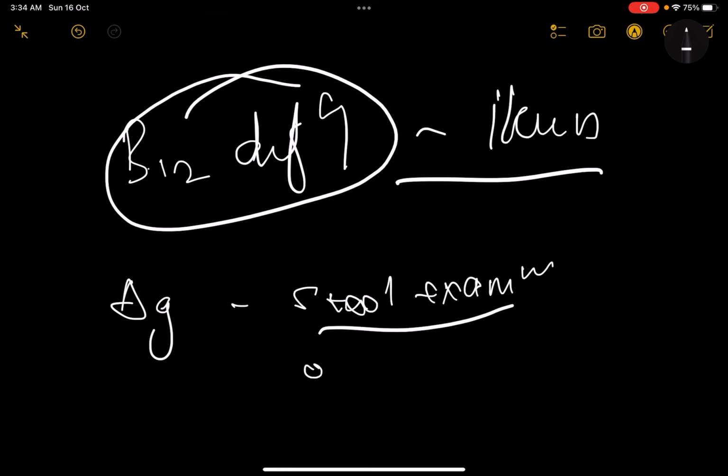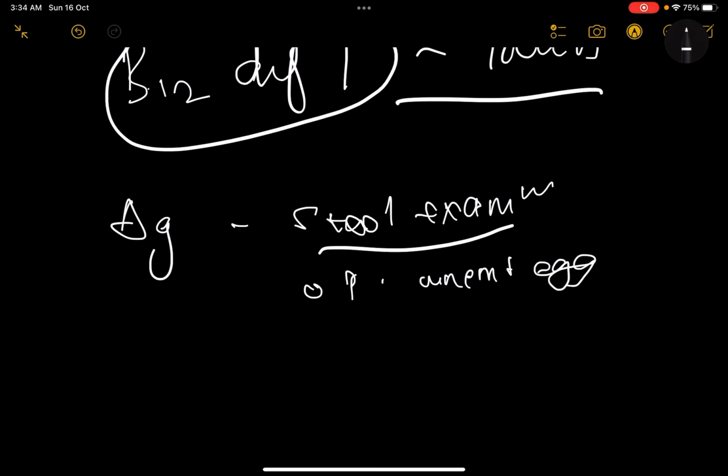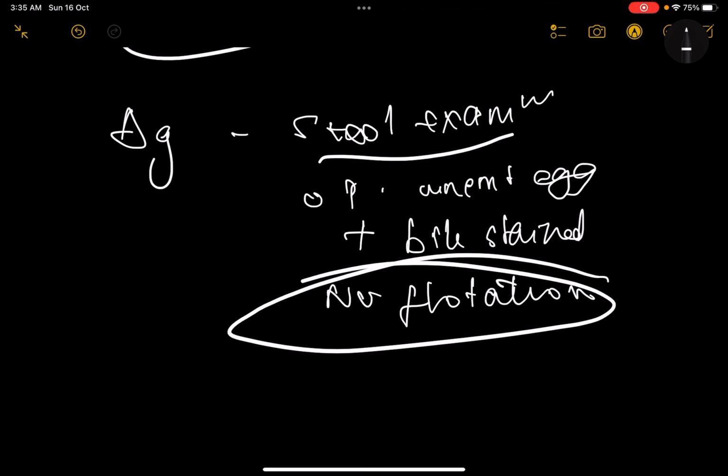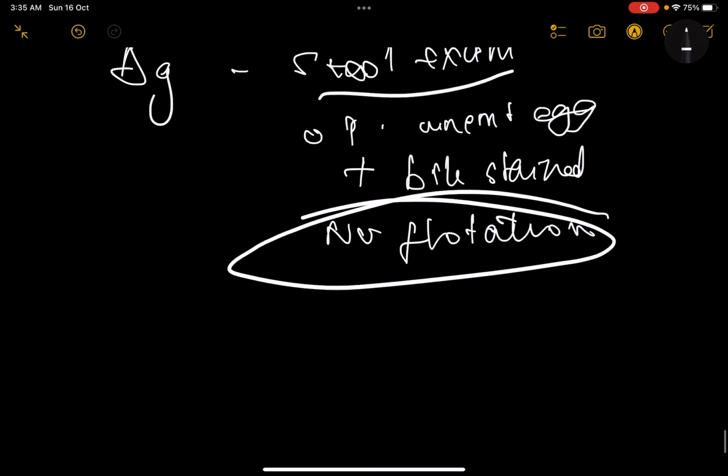And what do you see? You see operculated, unembryonated egg. Okay, and they are bile stained. Plus bile stained. Do these eggs float? No flotation. There are some important points about this flotation and not being able to float that we'll talk about. You can also see certain amount of proglottids release, and proglottids are segments of the adult worm. You can also do a PCR, which is also good enough.